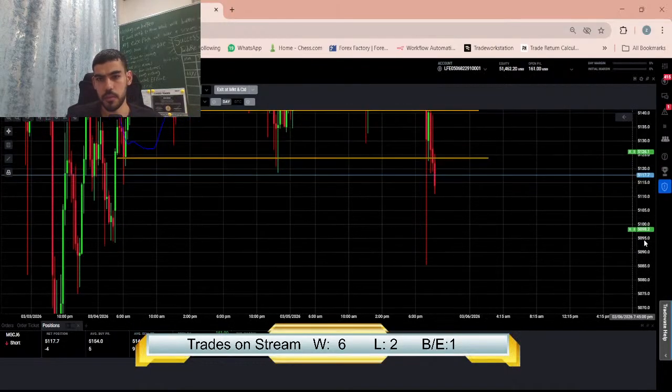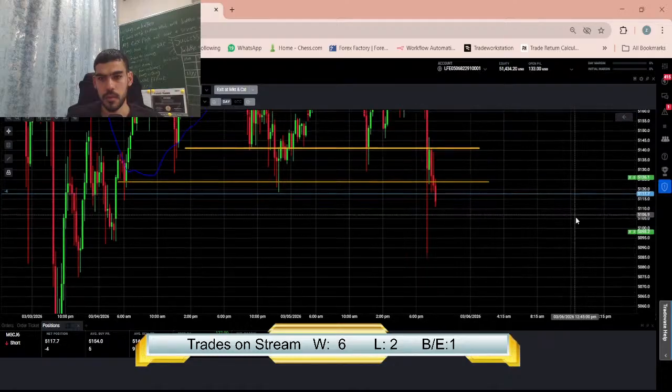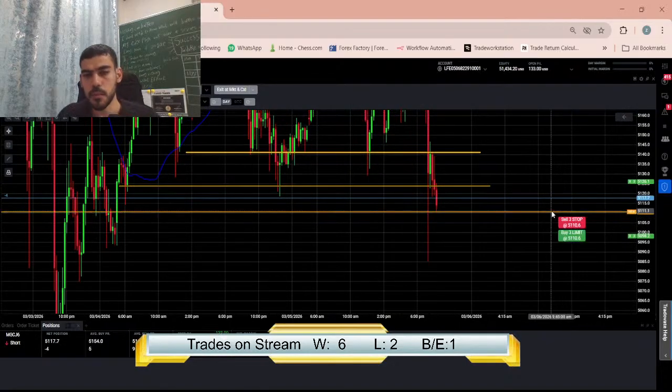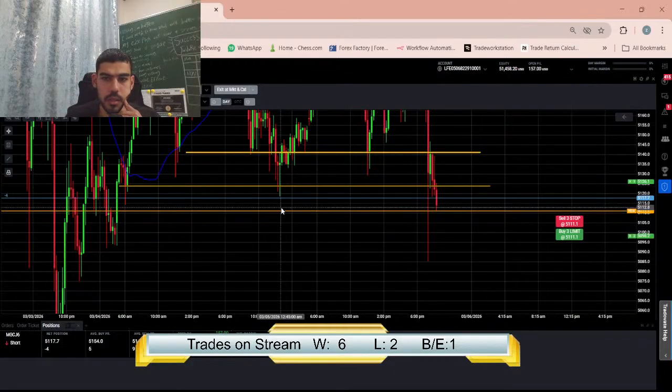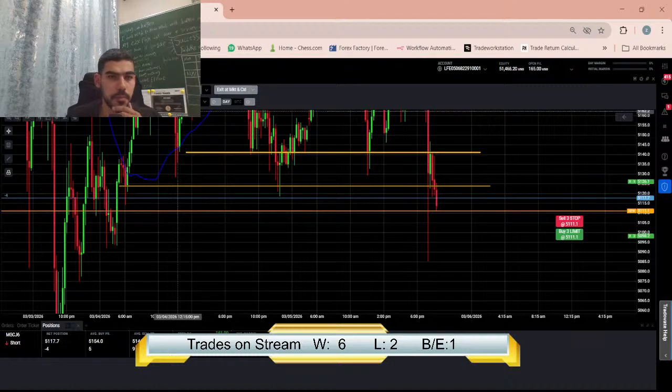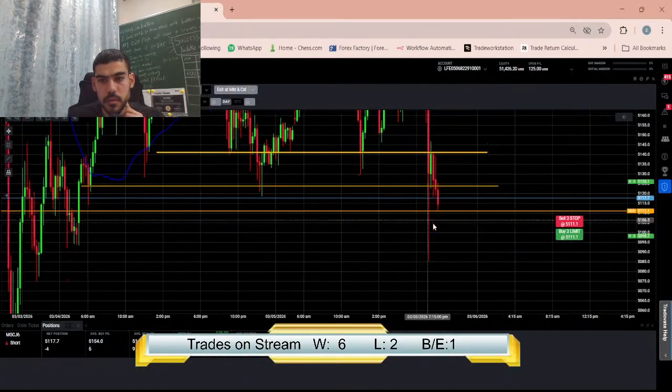Okay, so can we push now? Can we push below this area right here? We just need a little push. Just a little tiny push. Very little push. That's all we need. Alright, so it's pushing now. It looks like it's pushing. Come on, gold.